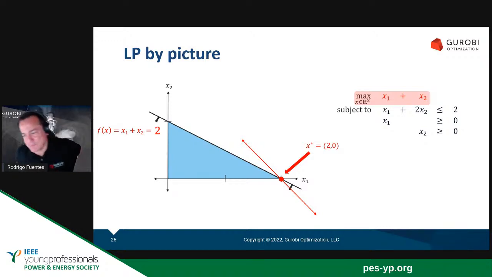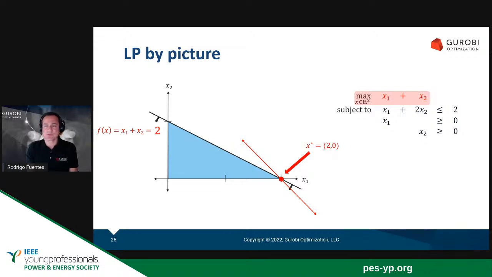There is an exception, of course. If we take that blue triangle and we start rotating it clockwise, we might find that the upper constraint can be parallel to the red line. In that case, we will have infinite solutions, but that doesn't happen very often, but it can happen. In general, as I said, the solution to a linear programming problem will lie in one of the vertices. So I hope this was clear.